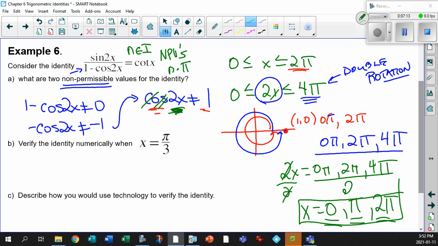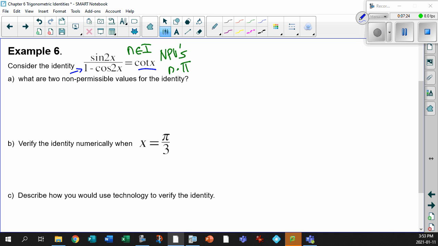Wow. Okay. Now, before I go on, there's still one more non-permissible value here that we got to figure out. Do you see it? Wait a second. I'll show you. It's right here with cotangent. Remember what cotangent is. Tangent is sine over cos, so cotangent is cos x over sine x. So guess what? Your sine x cannot equal 0.